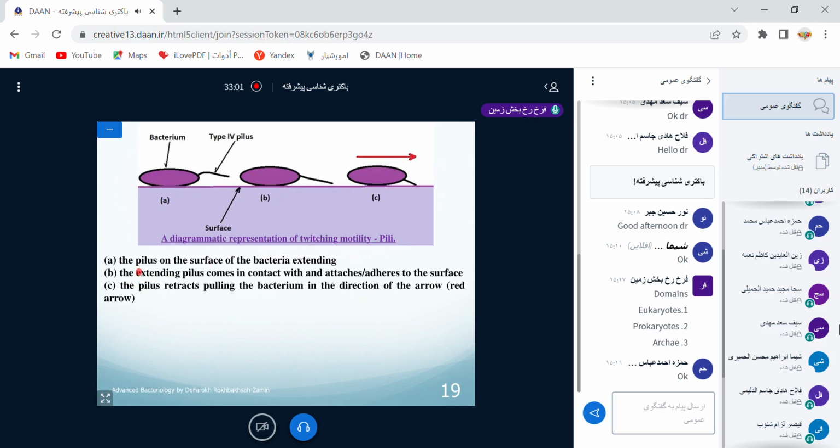How is it? The pilus on the surface of the bacteria extends, type 4 pilus extending. The extending pilus comes into contact with and adheres to the surface. The pilus retracts, pulling the bacterium in the direction of the red arrow. In this image, it makes the bacterium go to the right side.